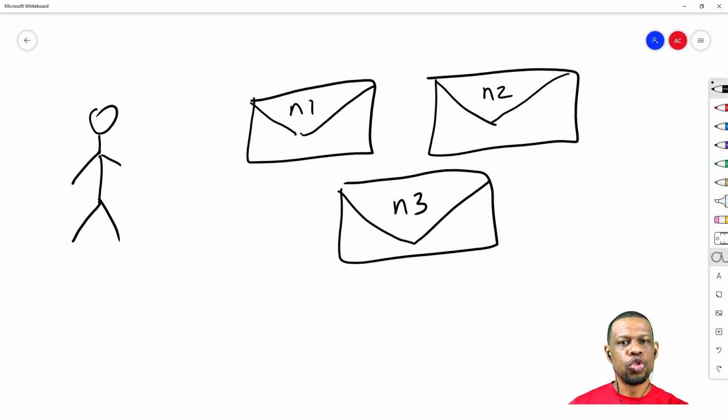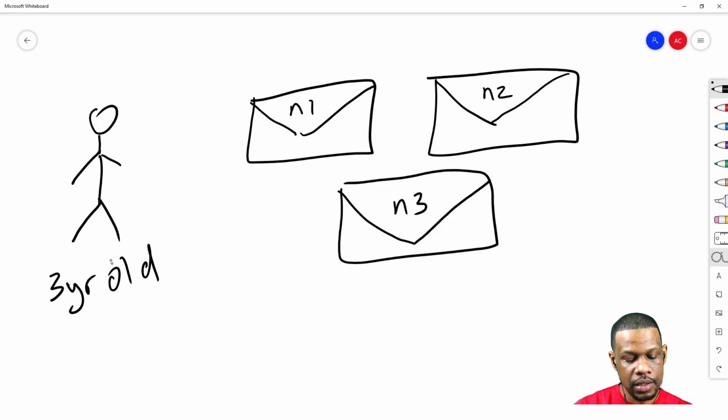The child has no idea what is inside the envelope. But remember, I am just giving instructions to this 3-year-old child. This 3-year-old child is what we are going to call the computer.